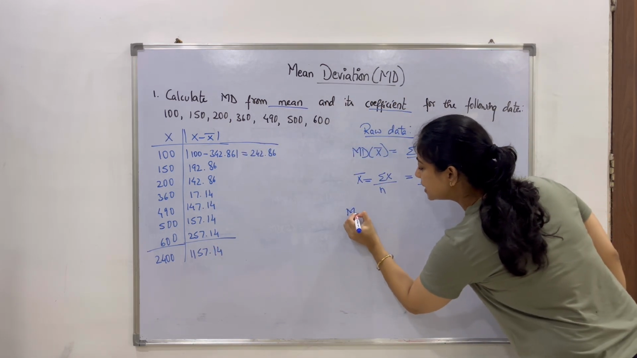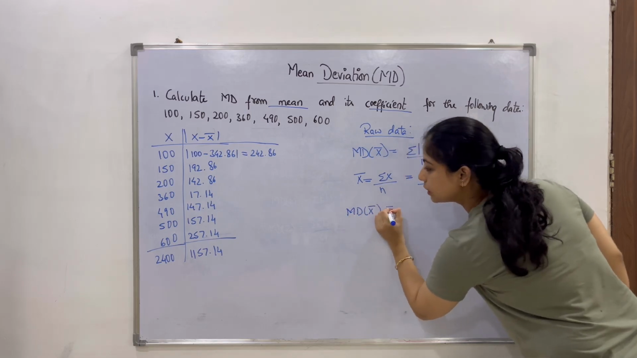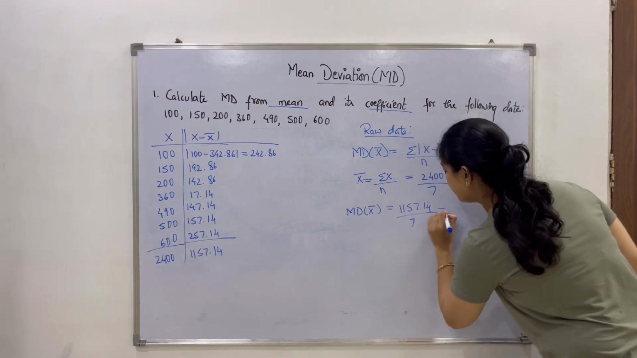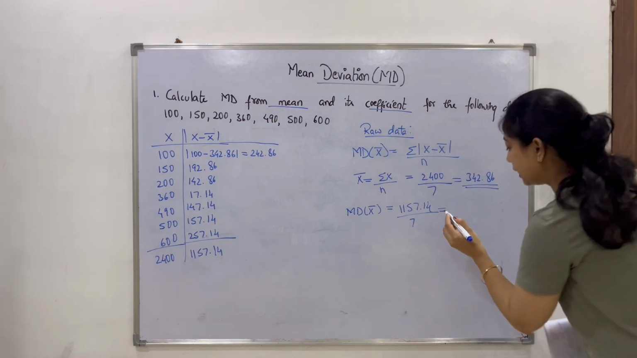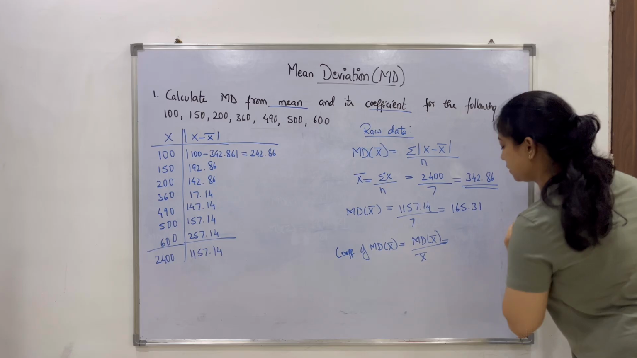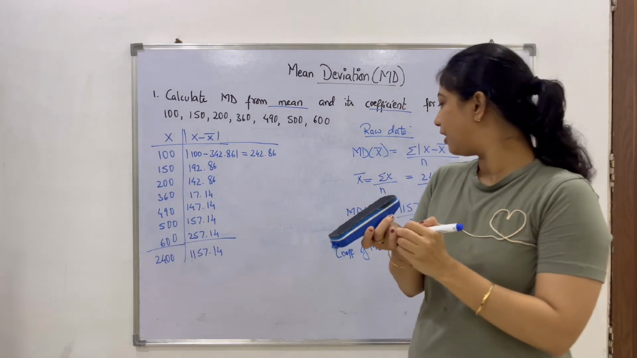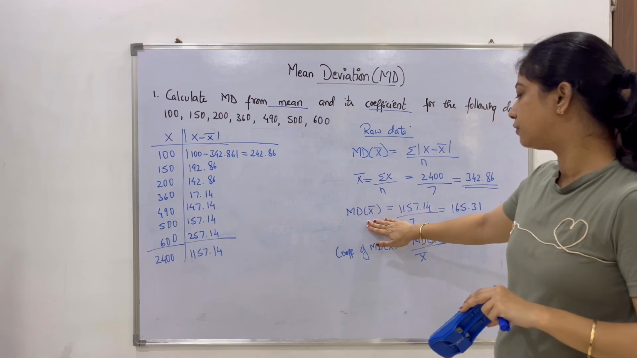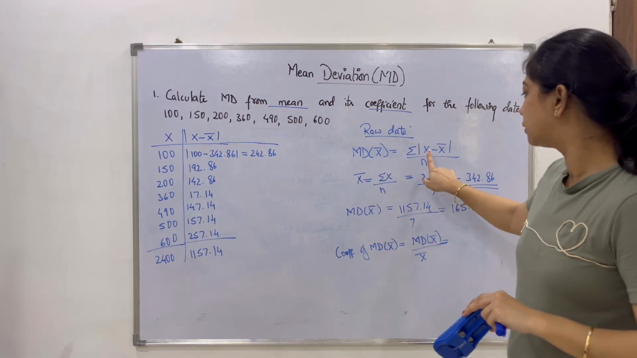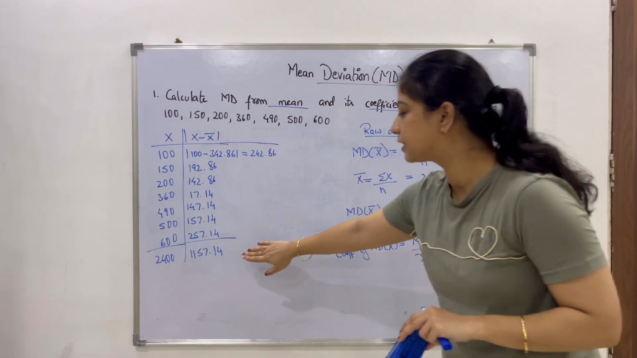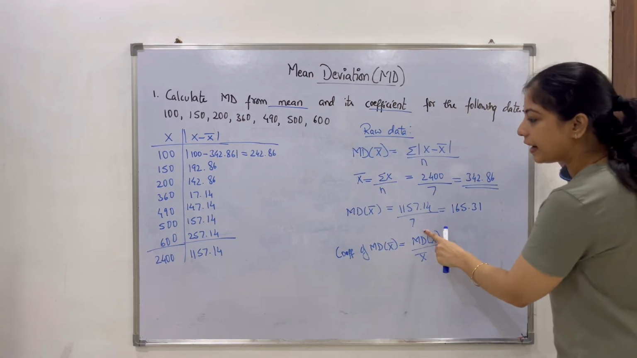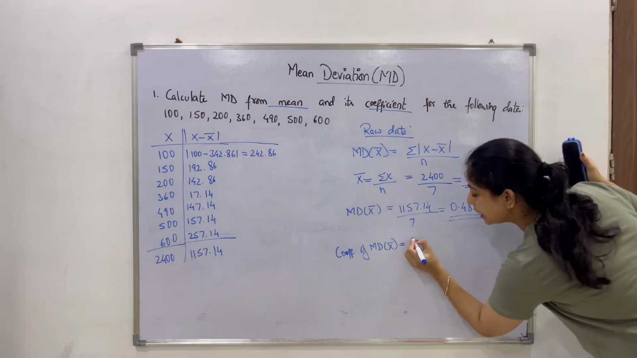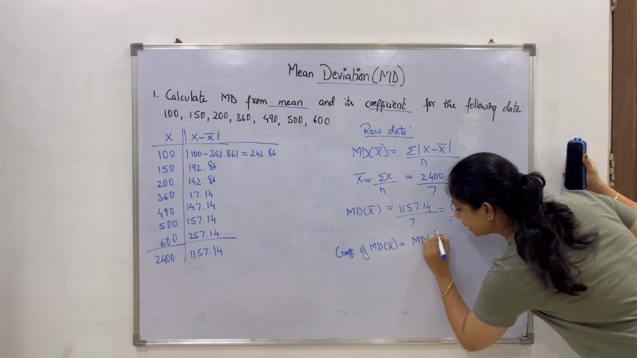So mean deviation from mean is equal to 1157.14 and your n value is 7. So dividing it by 7, we are going to get the answer. Okay. So here after calculating your mean, we will substitute in the mean deviation from mean formula. The total of summation |x minus x bar| is 1157.14 divided by 7 and the answer for this we will get is 165.31. Now the coefficient is mean deviation from mean divided by mean.